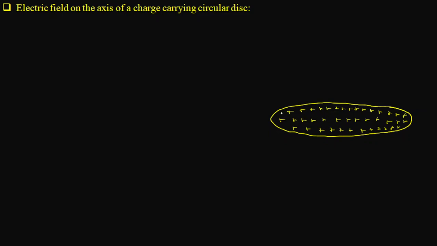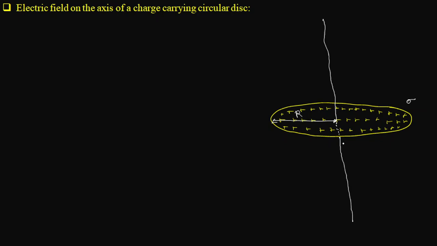Yeah, charge like this. And let's say the radius of this circular disc is capital R. What we have to do is calculate the electric field on the axis of the circular disc, that is along this line. The charge is distributed over the surface, so the charge per unit area, let's say, is sigma.